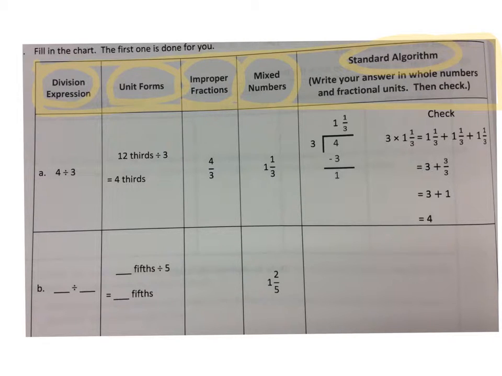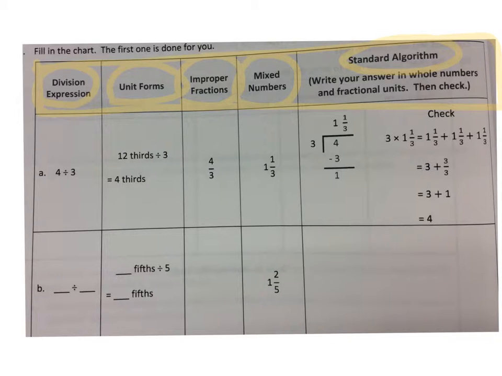Go. Today we're going to learn how to express the same amount, the same quantity, the same expression in 5 different ways. We're going to learn how to write it as a division expression with a division symbol. We're going to learn how to write it in unit forms. We're going to write it as an improper fraction, as a mixed number, and how we can use the standard algorithm, writing our answer in whole numbers and fractional units. And then we're also going to check our work.